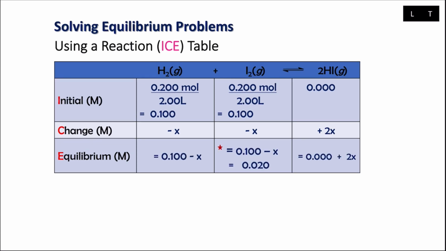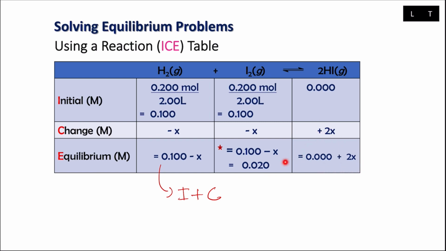Seterusnya, untuk equilibrium, di mana untuk equilibrium, kita akan tambah initial plus change. So, saya akan tambah 0.1 minus x, 0.1 minus x, and then this one 0 plus 2x.